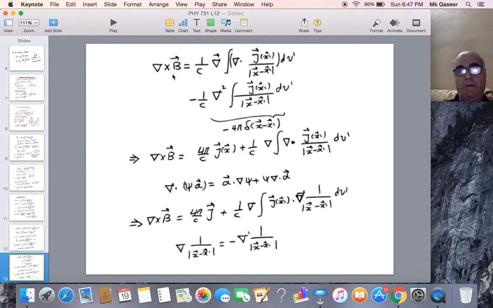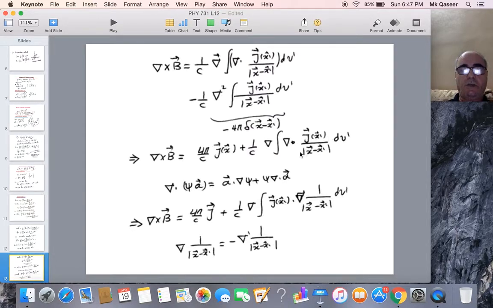Now this curl B can be written in this form. The Laplacian of this thing gives us, if you push the Laplacian inside, minus 4 pi delta of x minus x prime. So this is the first term. The second term is this. Now we have to prove that this term is 0.